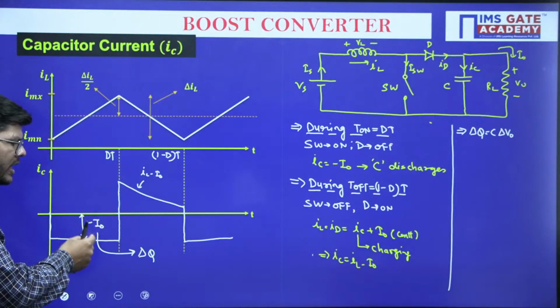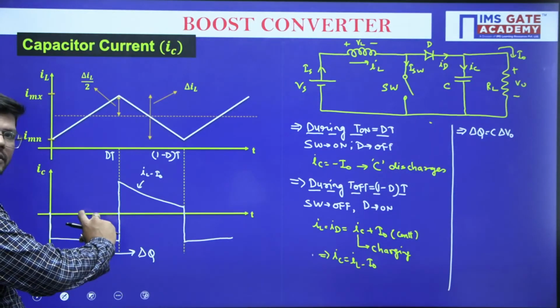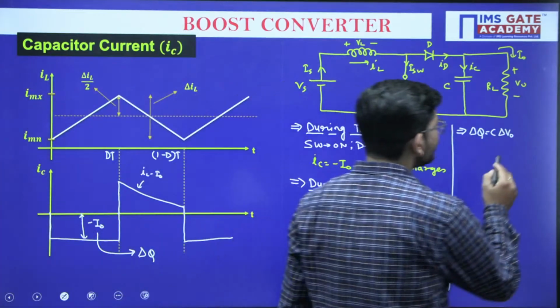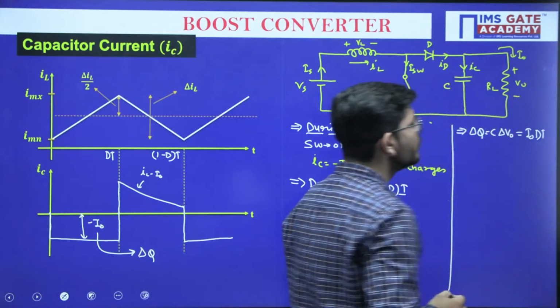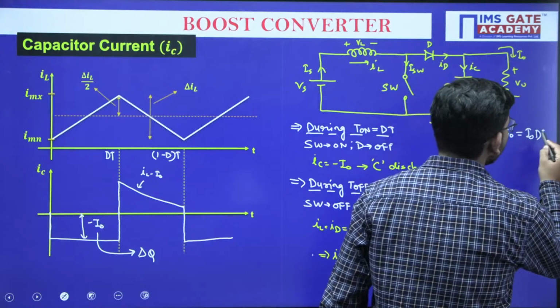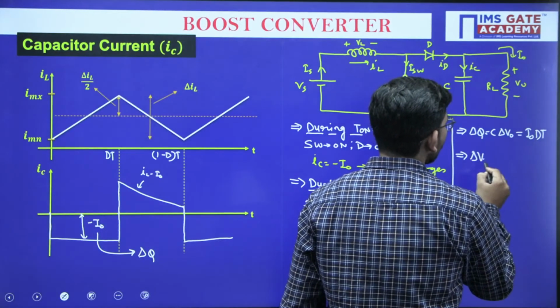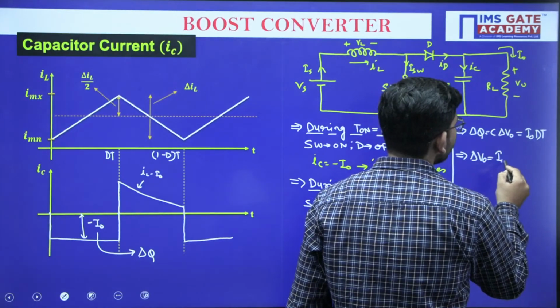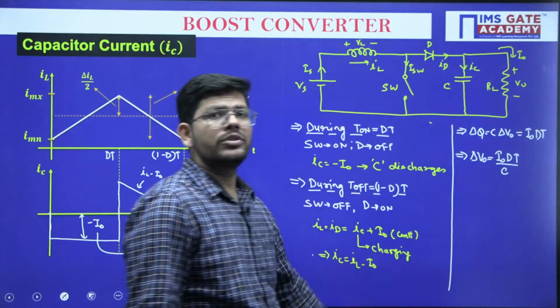Whenever you have to find the charge trapped in the capacitor current, you have to find the area. So what will be the area during this time? The area will be I naught into dt, height into width. Now if I am calculating del V naught here, what will I get? I will get I naught dt divided by C. So this is my del V naught.